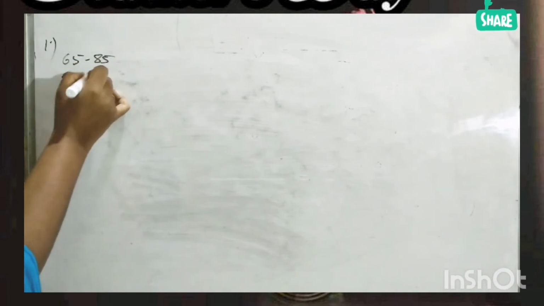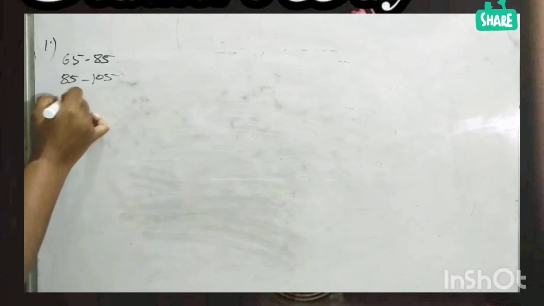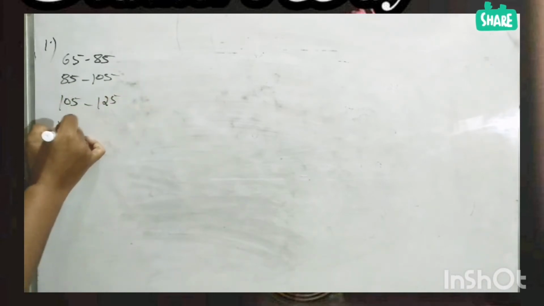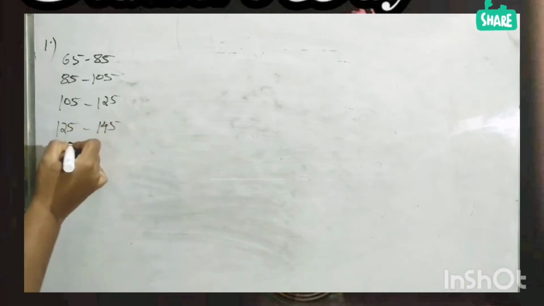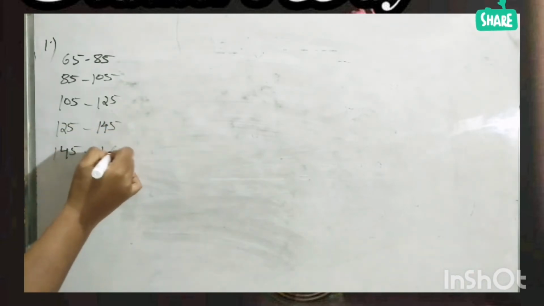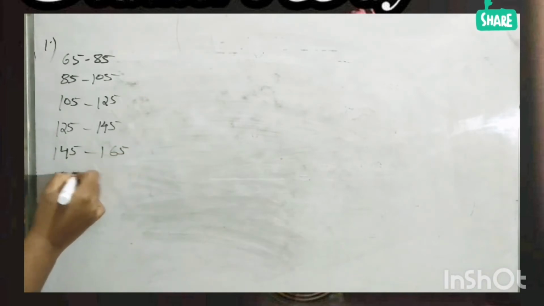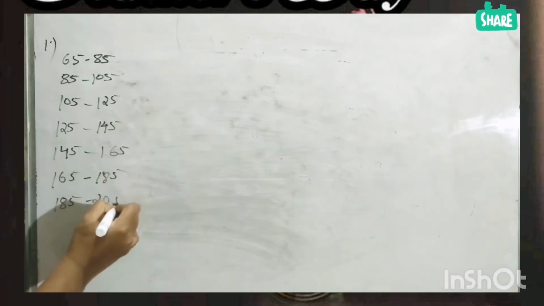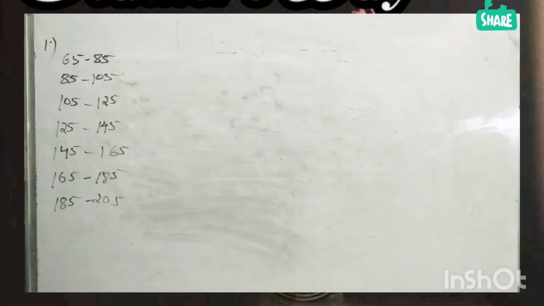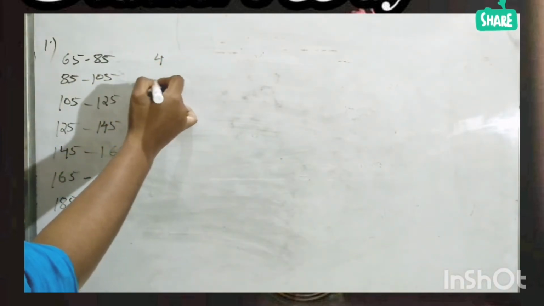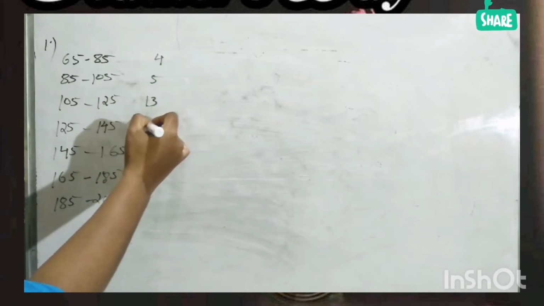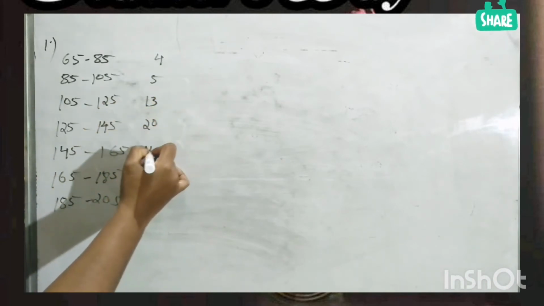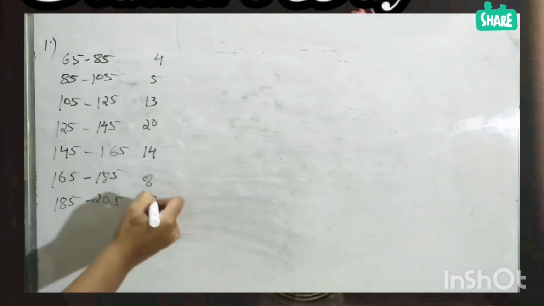The given information, that is the class is 65 to 85, 85 to 105, 105 to 125, 125 to 145, 145 to 165, 165 to 185 and 185 to 205. And the number of consumers: 4, 5, 13, 20, 14, 8, 4.